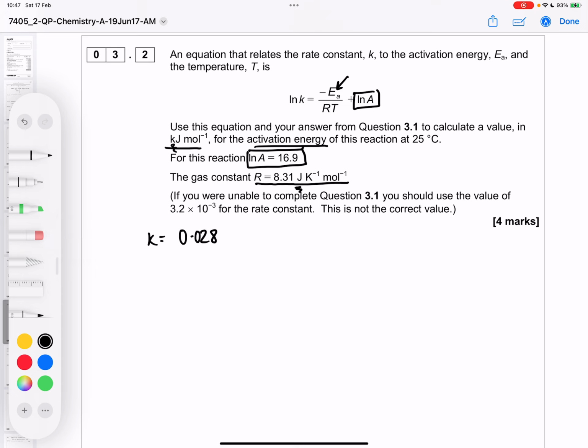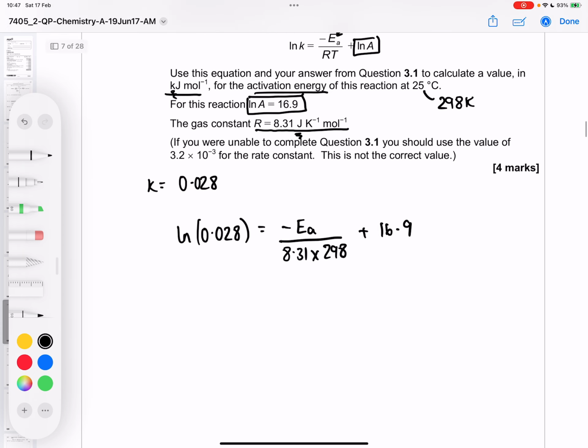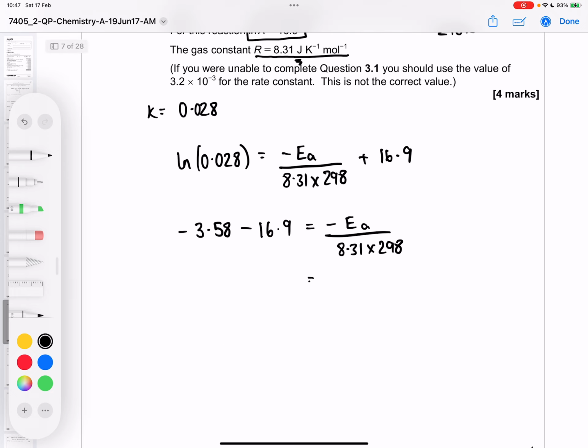So, ln of 0.028 equals minus EA divided by 8.31 times 25 degrees C, add 273, is 298 Kelvin, plus 16.9. So the first thing I'm going to do is ln 0.028. I'm going to get minus 3.58. I'm going to minus the 16.9, and I'm keeping the fraction at the moment because I can't multiply that out until I've evaluated the additions. So minus 3.58 minus 16.9 is minus 20.5 equals minus EA over 8.31 times 298.